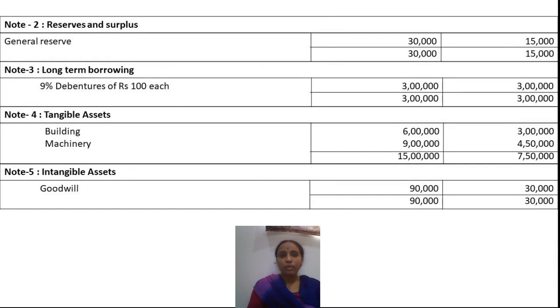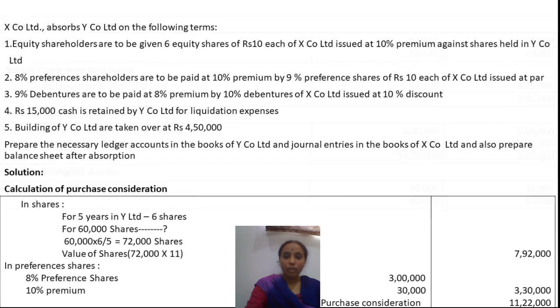Next information given is reserves and surplus of both companies, 30 lakh and 15 lakh. Under 9% long-term borrowings, we have 9% debentures of 100 each, 3 lakh and 3 lakh. Under tangible assets, we have building and machinery, 6 lakh and 9 lakh, and 3 lakh and 4 lakh 50,000. Intangible assets constitute goodwill of 90,000 and 30,000 for X and Y respectively. They have given the information that X Company Limited absorbs Y Company Limited on the following terms. So X Company is going to take over Y Company Limited.